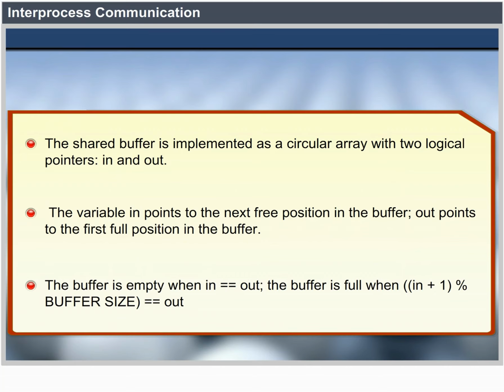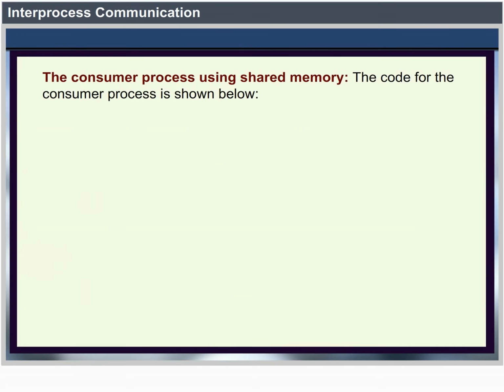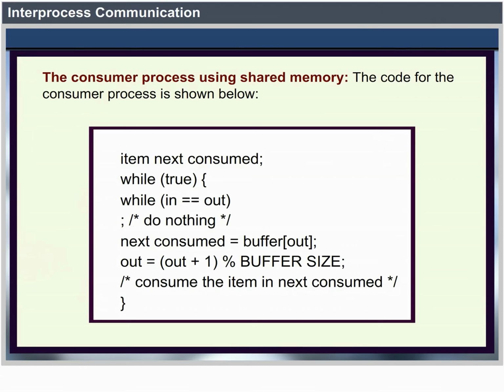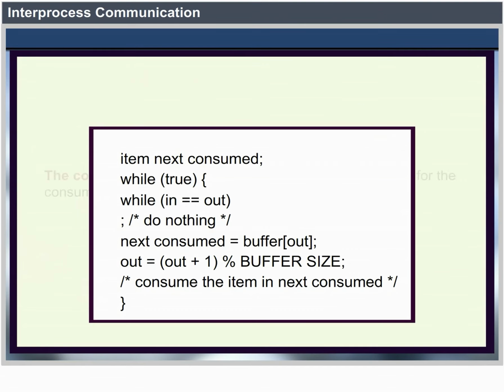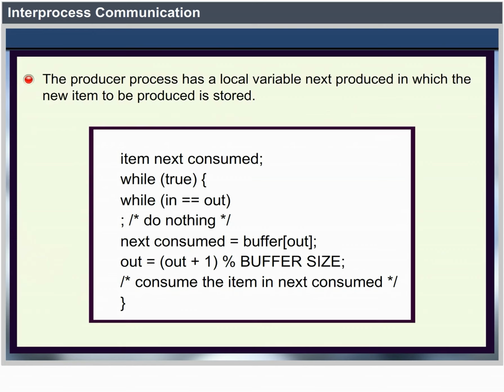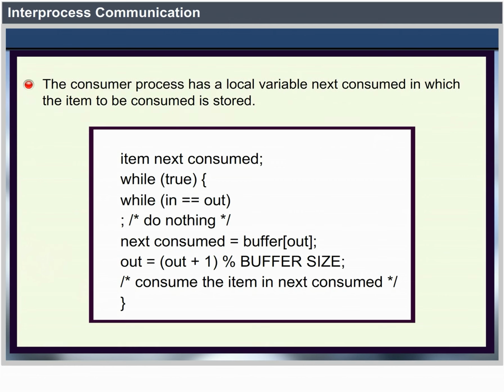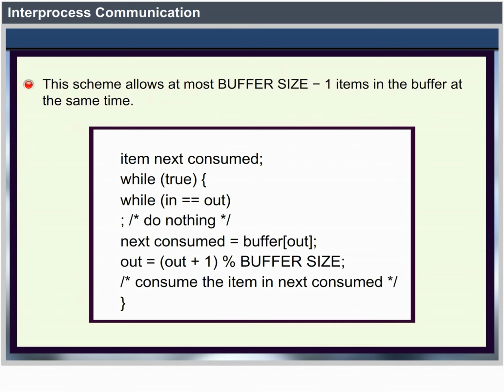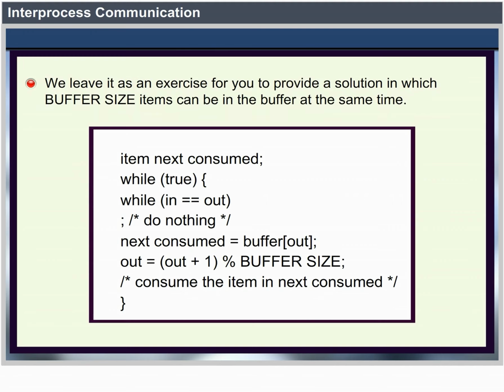The consumer process using shared memory. The code for the consumer process is shown below. The producer process has a local variable next_produced in which the new item to be produced is stored. The consumer process has a local variable next_consumed in which the item to be consumed is stored. This scheme allows at most BUFFER_SIZE - 1 items in the buffer at the same time. We leave it as an exercise for you to provide a solution in which BUFFER_SIZE items can be in the buffer at the same time.